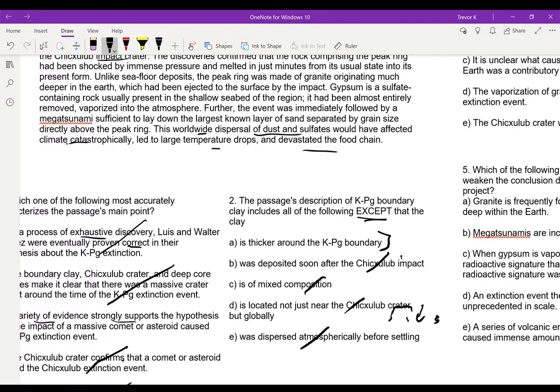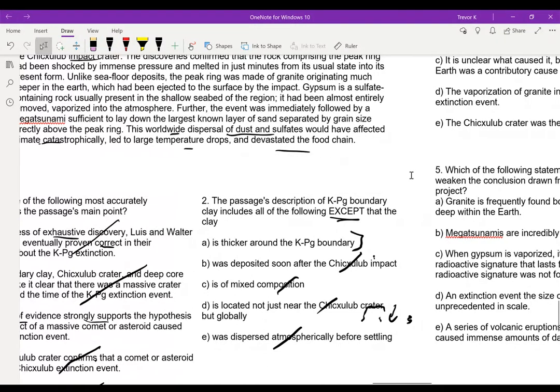All right, so thicker around the KPG boundary. Yeah, I mean, just logically, if it's KPG boundary clay, why would it be thicker around the KPG boundary, right? Like, why? That doesn't really make sense. It is the boundary clay.